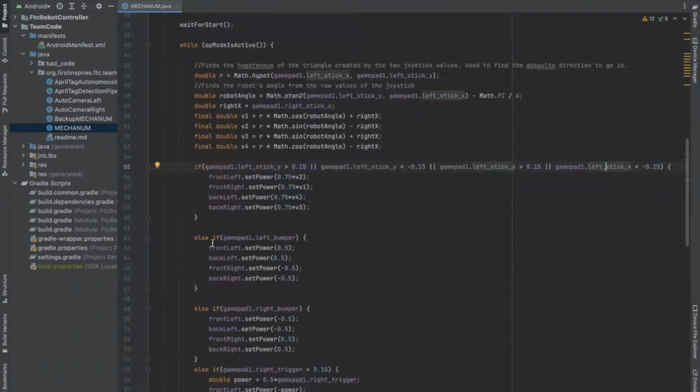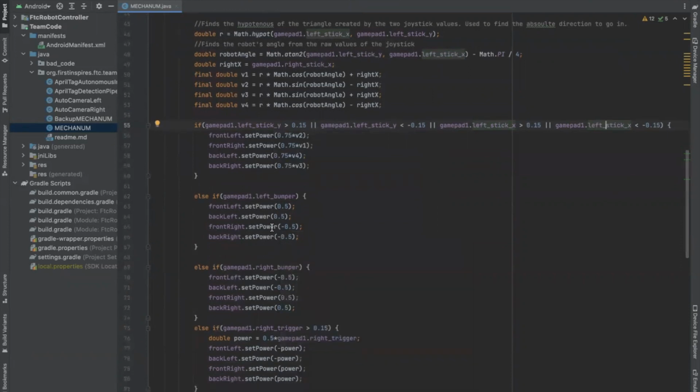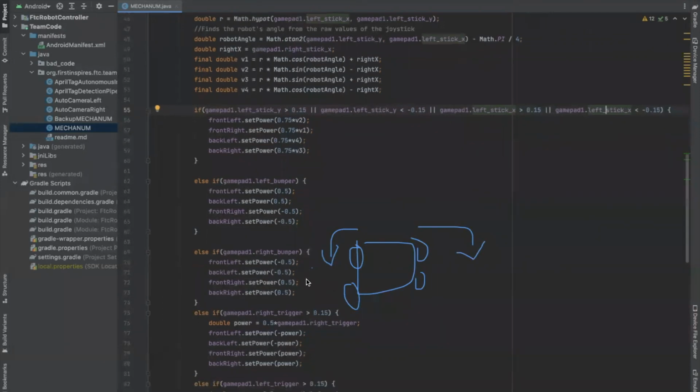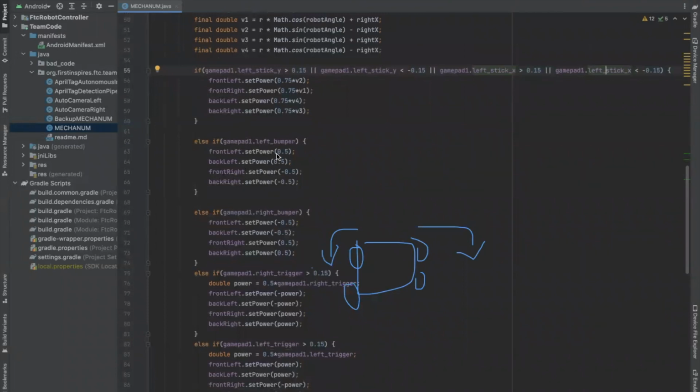But let's say now we have an if statement here. If we're not pushing this, so assuming that we're not trying to move the robot in any real way and it's stationary, we want to turn the robot left or right. This is our robot, and this is wheels. Once again, excuse my drawing skills. We want to turn it left or right in place. We're going to use the bumpers on our controllers to do that. And so if you press left bumper, it's going to turn the robot. Press right bumper, it's going to turn the robot.